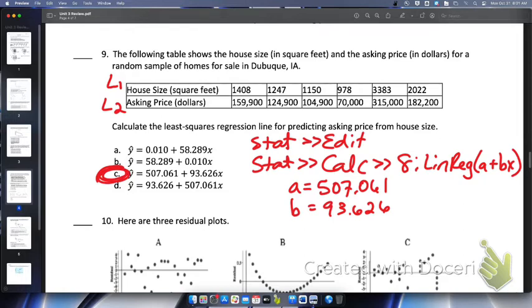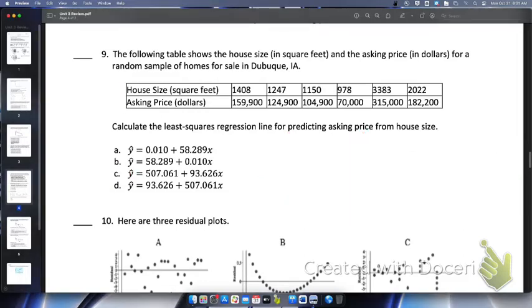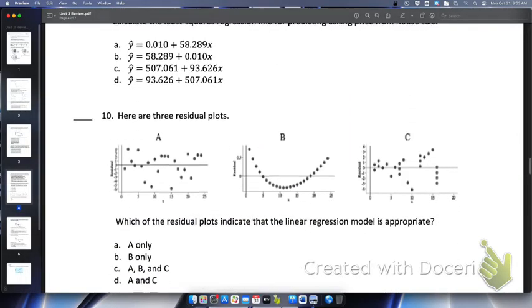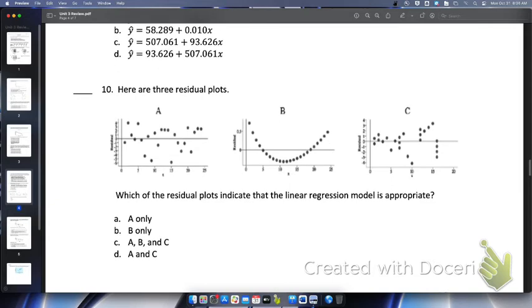Yeah. All right, let's look at number 10. Here are 3 residual plots. Which one indicates that the linear model is appropriate? Look at A. Do you guys see a curve pattern? No. All right, B. Yes. Okay, so is the linear model appropriate for B? Wait, residual means curve, right? So if you see a curved pattern, is the linear model appropriate? No, right? A curved pattern should be more appropriate for a curved model.